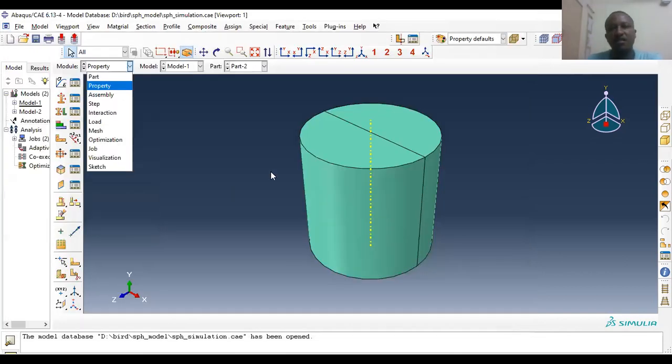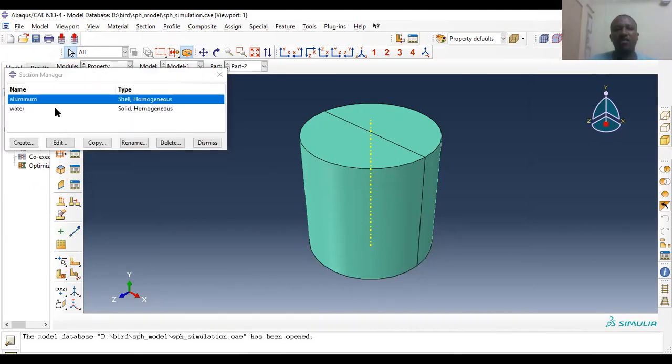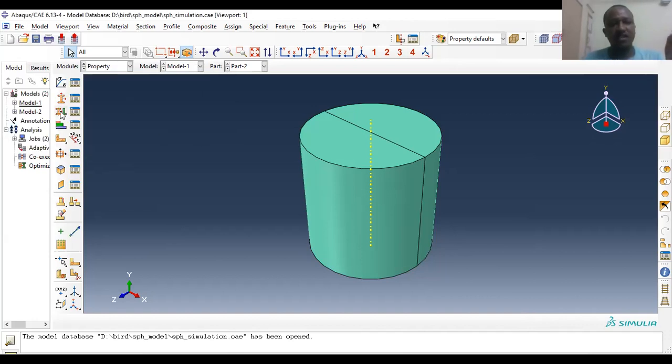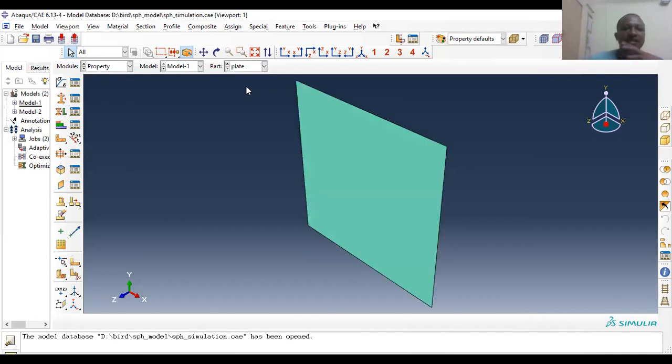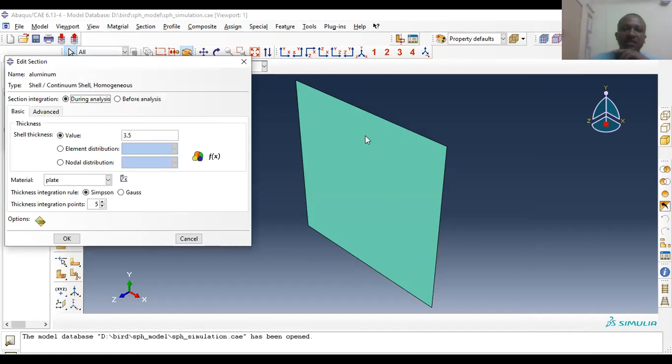Then the bird model is considered as a homogeneous solid, and the material properties are assigned to the bird. Again, the plate is considered as a continuum shell, so we consider the aluminum plate, and a thickness of 3.5 is given for the plate.